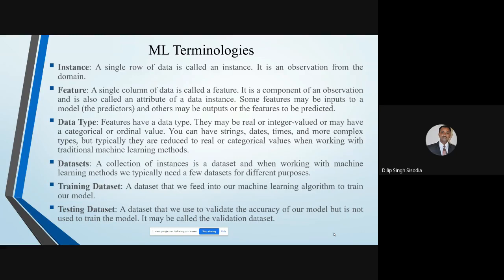So a data set, the collection of instances, is known as a data set. When working with a machine learning model, we typically need a few data sets for different purposes. Training data means the part of the data set which is fed into our machine learning model to train. So this is known as training data. Another is known as the validation set. This data set is generally divided into three parts: training set, validation set, and testing set.